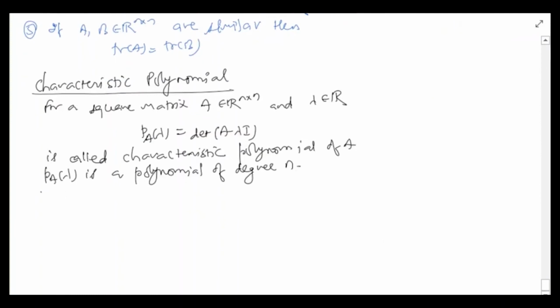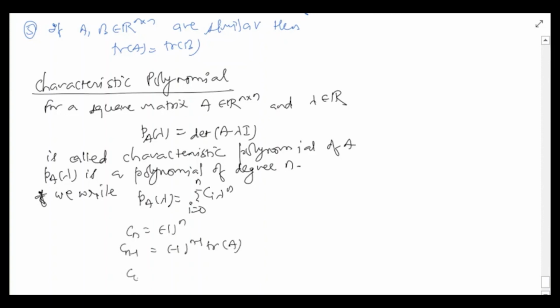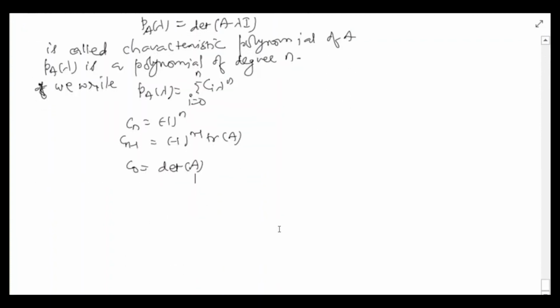Moreover, if we write P_A of lambda as the summation i equals 0 to n of c_i lambda raised to i, then c_n is minus 1 raised to n, c_(n minus 1) is minus 1 raised to n minus 1 times trace of A, and c_0 is determinant of A. These properties easily follow from the definitions of determinant and trace.